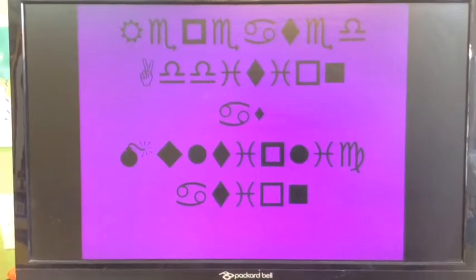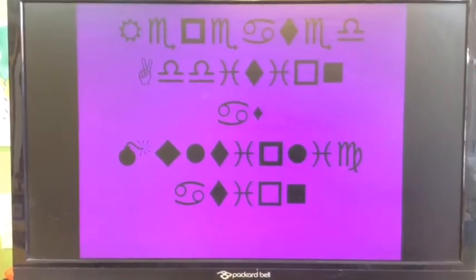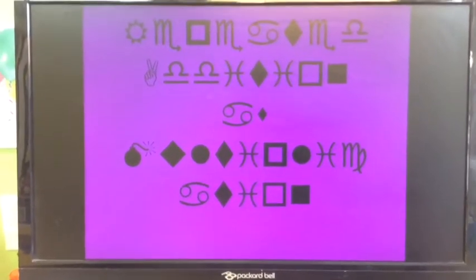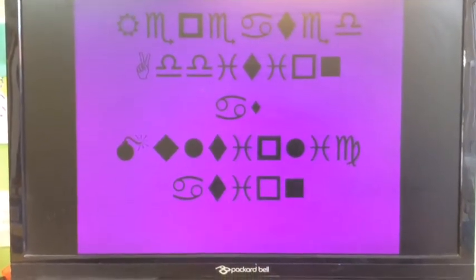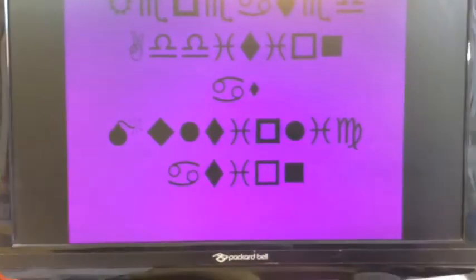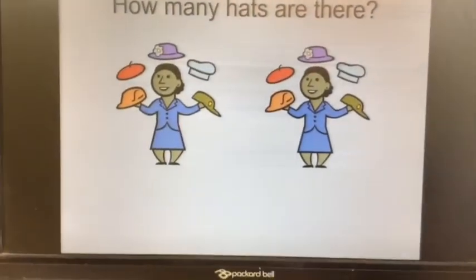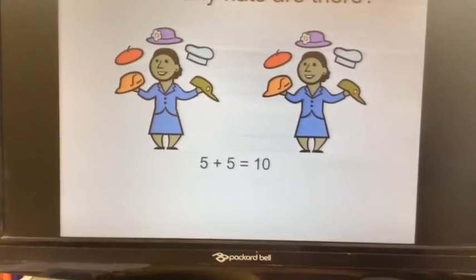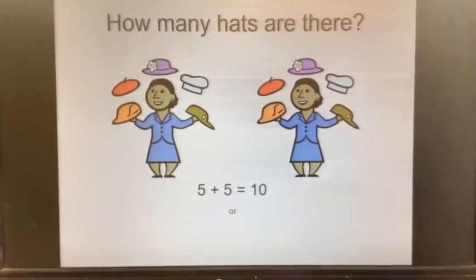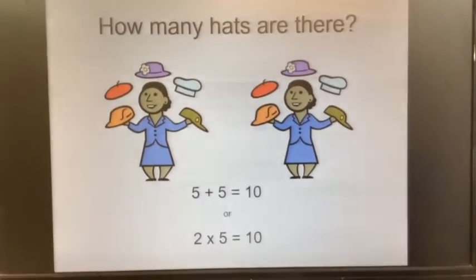First of all, a little PowerPoint that you need to watch. It starts like this, rather weird. And you need to find it in the Google emergency folder. It just reminds you all about how we work out those multiplication sums by doing repeated addition. Work your way through it.